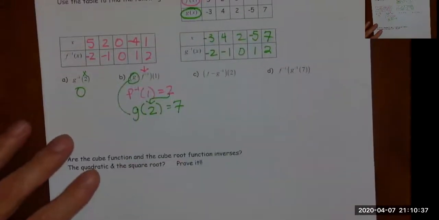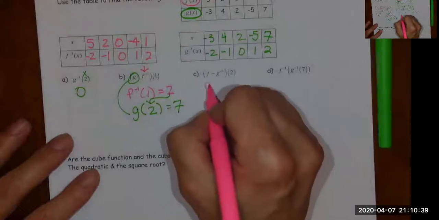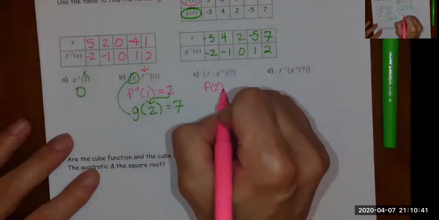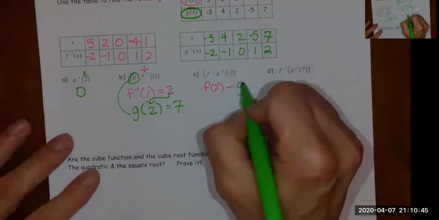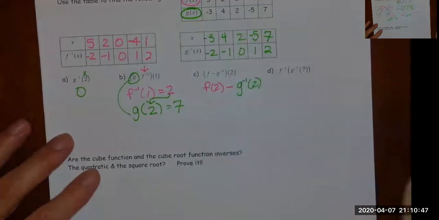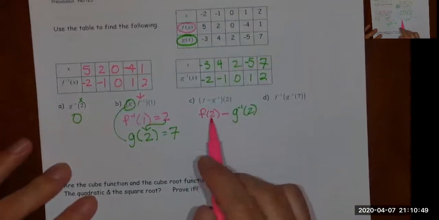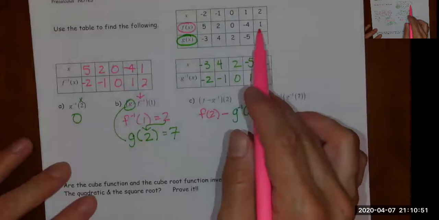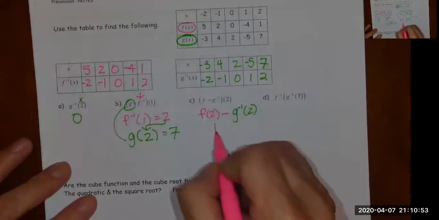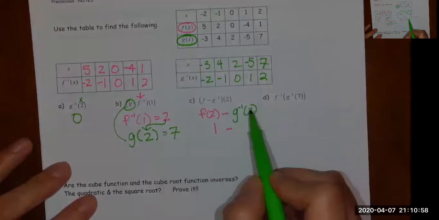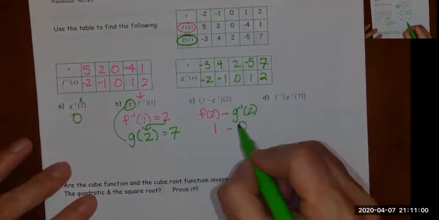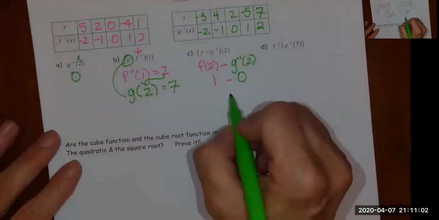This one is simply subtracting. So we're going to find f of 2, right, minus g inverse of 2. So f of 2, we're going to go look at 2. F is 1. Now we're going to look at the inverse. So that's this one, where x is 2, g is 0, and 1 minus 0 is simply 1.